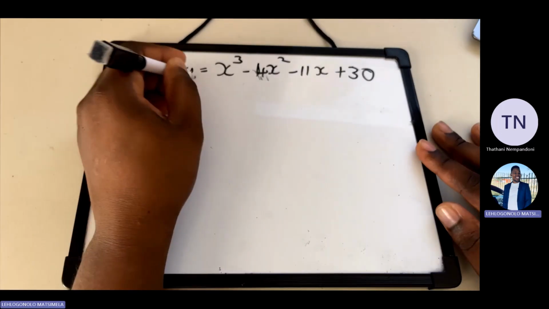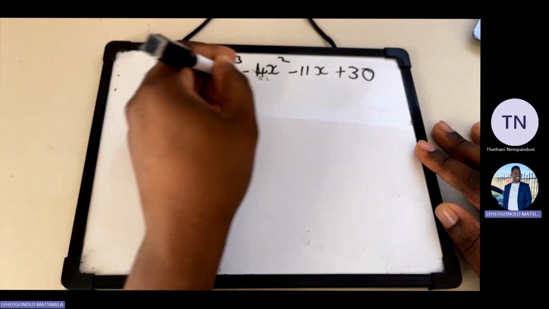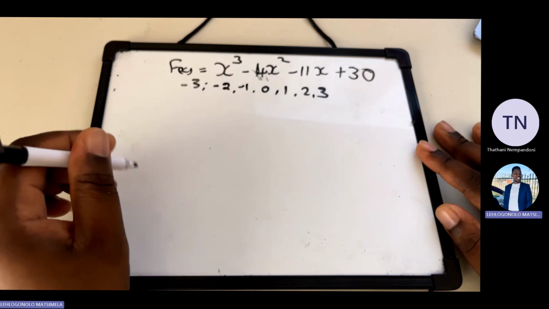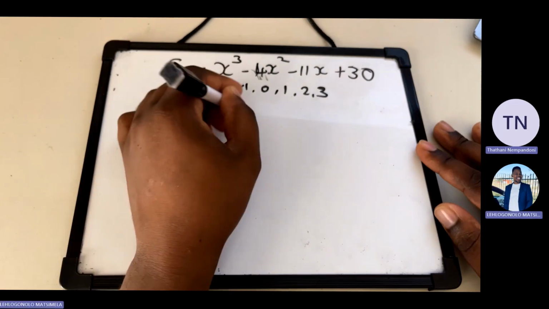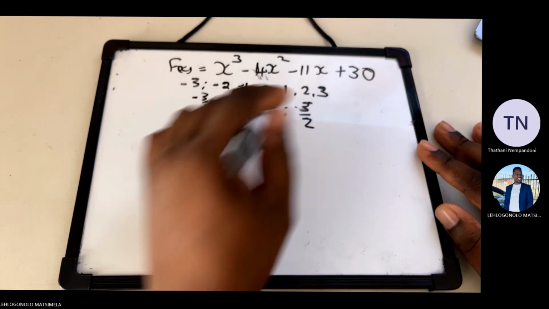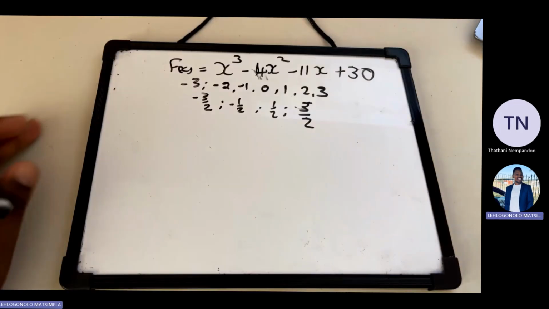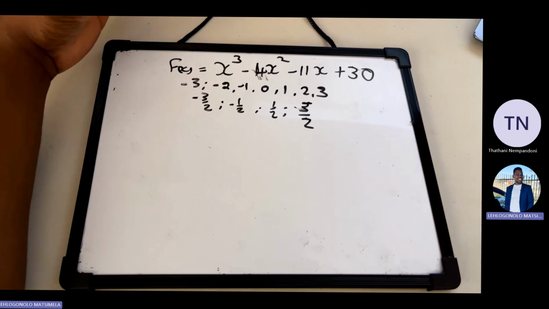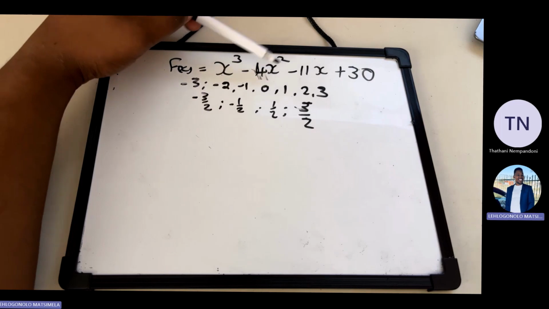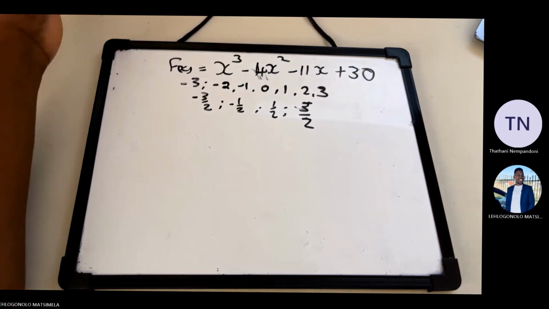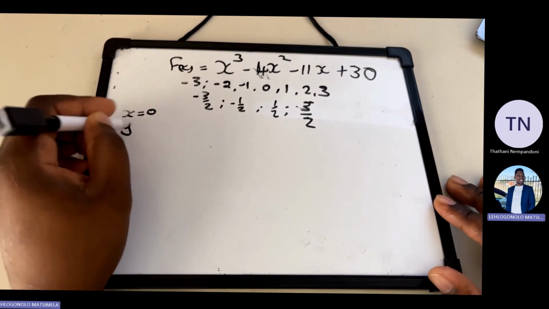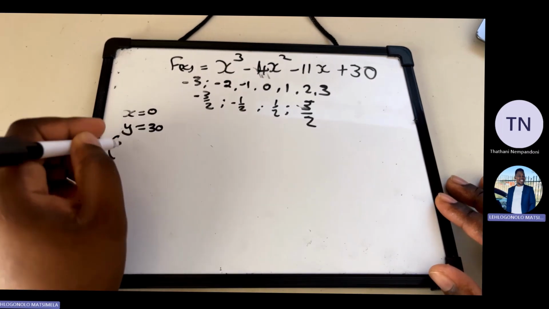Like I said, by substituting -3 and see if it doesn't give you -2, -1, 0, 1, 2, 3. If it doesn't give you those, substitute -1/2, substitute 1/2, substitute positive 3/2. It's supposed to give you 0 when you substitute this in the whole equation. Let's start with 0. When I substitute x = 0, the whole equation is going to be equal to 30. So the value of y, if x is equal to 0, is 30, which is our y-intercept.